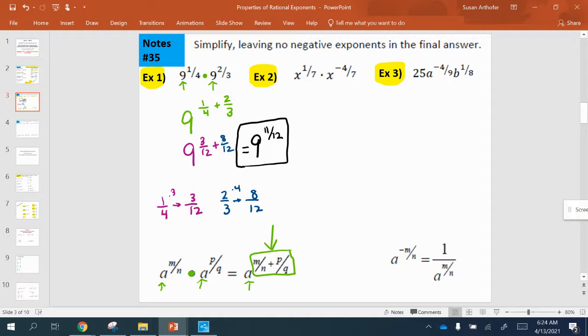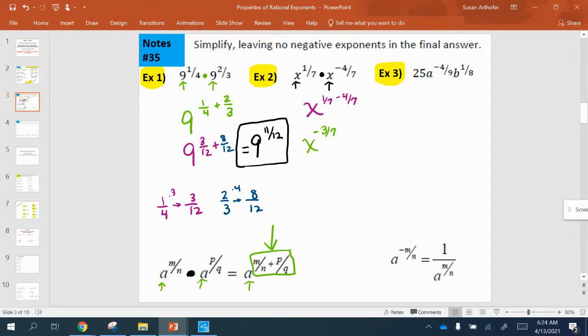All right, the problem number 2 is the same. We have a multiply dot. So when you have that multiply dot, the base is the same, x. So I'm going to write the x once, and then I'm going to add the fractions. So 1/7 plus a -4/7. The denominators are the same. So what is 1/7 minus 4/7? X to the -3/7.